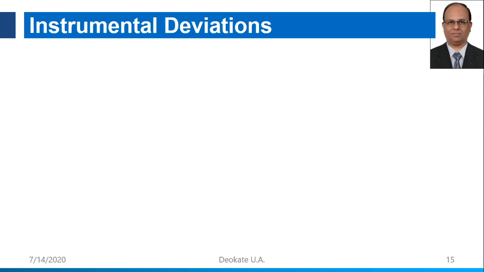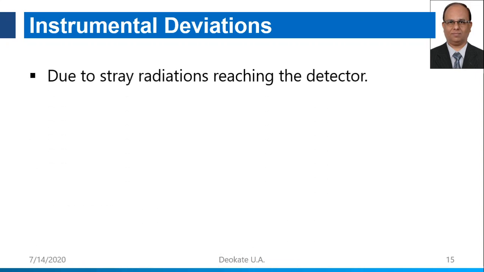Second is instrumental deviation, which deals with the ability of your instrument. First is due to stray radiation reaching the detector. What do you mean by stray radiation? Stray radiation means unwanted radiation reaching the detector. Your detector compartment is designed in such a way that no external light should reach the detector. If you keep your compartment open without closing it with the lid, it may result in the entry of external light, and that may cause deviation. Once you have adjusted 0 and 100 on your instrument, and if you are getting a reading of more than 100, that may be due to this.